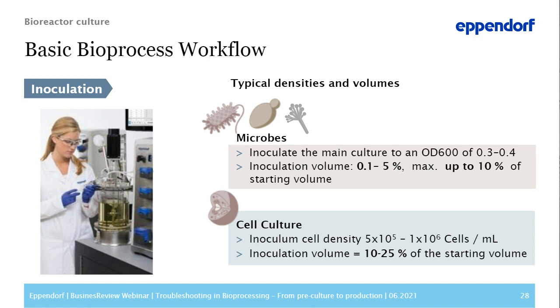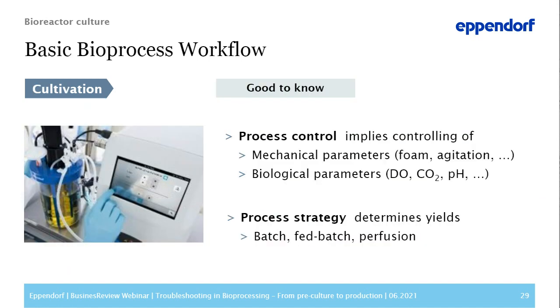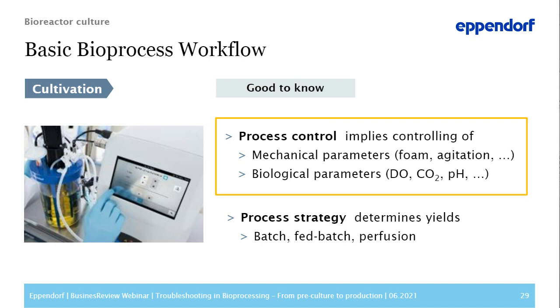Now, the aim is to choose the optimal inoculum such that the inoculum volume in a fermentation run can be targeted to be from 0.1 up to 10% volume. And for cell culture runs, the target inoculation volume would be about 10 to 25% of the starting volume. So two key things to keep in mind during the cultivation phase are the process controls and the process strategy. Controlling the key parameters of the bioreactor, like temperature, pH, dissolved oxygen, agitation, and pressure, is essential to maintain cells in a physical and chemical environment optimizing their performance. So that's the part that we'll take a look at in the next few slides.